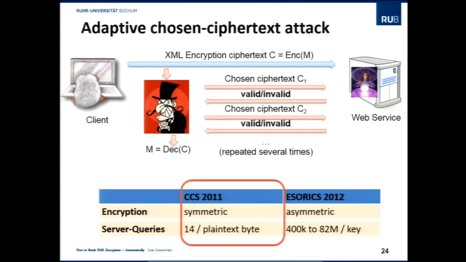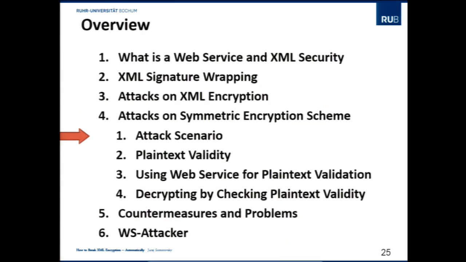So the basic ideas behind it. It will go a bit deeper into the details, but don't worry. If you know how adaptive chosen ciphertext attacks work, you are fine. So it's not that complicated, bear with me. Okay, so attacks on symmetric encryption schemes, and how do they work?